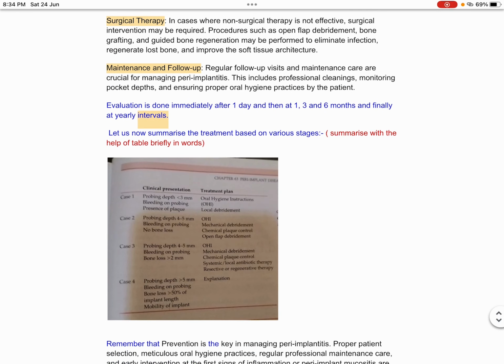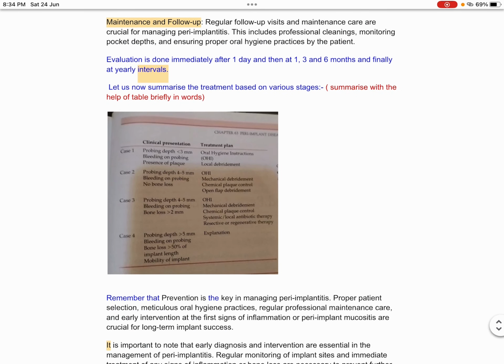And then you can summarize the treatment aspect with this image that we have put. Like if the probing depth is less than 3 mm, if there is little bleeding on probing, what would be the treatment? It's just oral hygiene instruction and local debridement. But when the probing depth increases and when there is bone loss, the treatment aspect will change based on that.